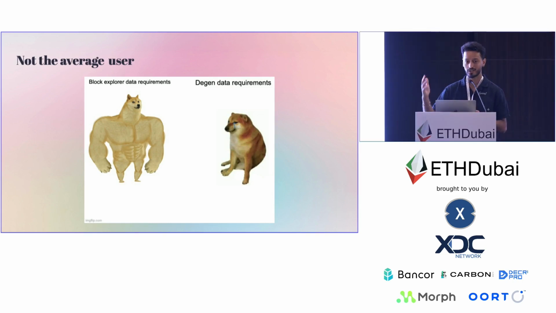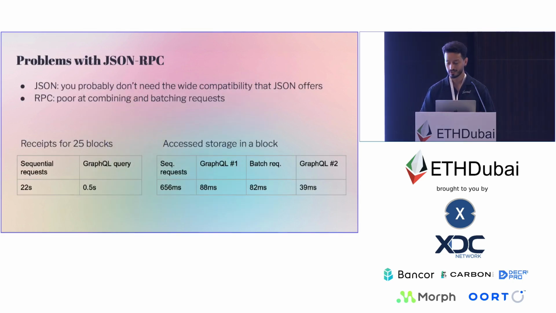They have different data requirements than the degen flipping NFTs every once in a while. They need efficient solutions, and I think the JSON RPC API is just not going to cut it. So you might ask, okay, what are the problems with it? I think the problems with JSON RPC, the first two problems are JSON and RPC.